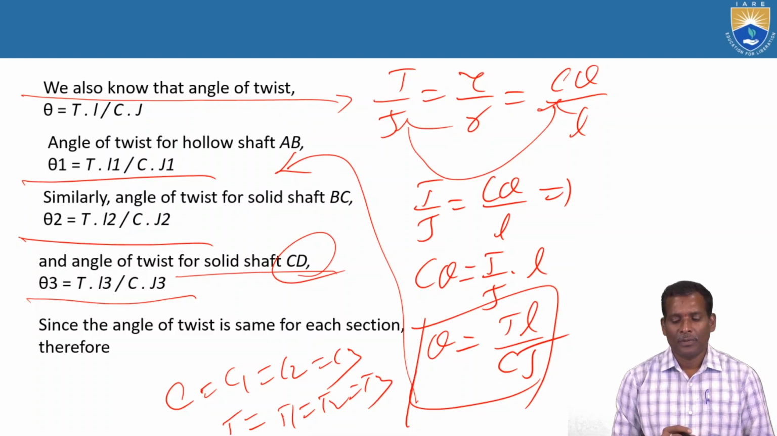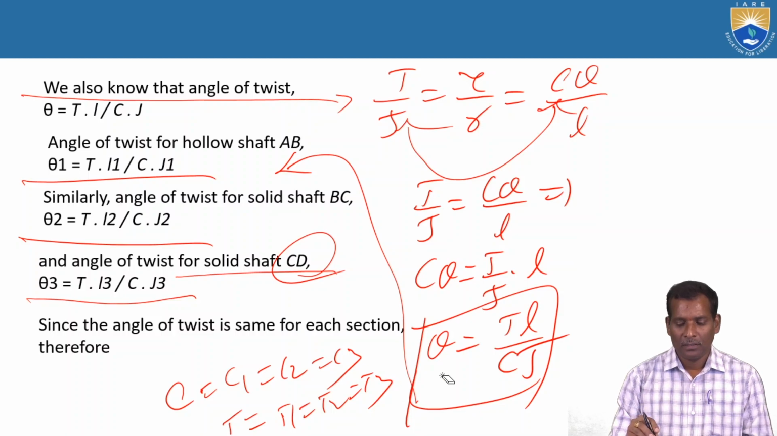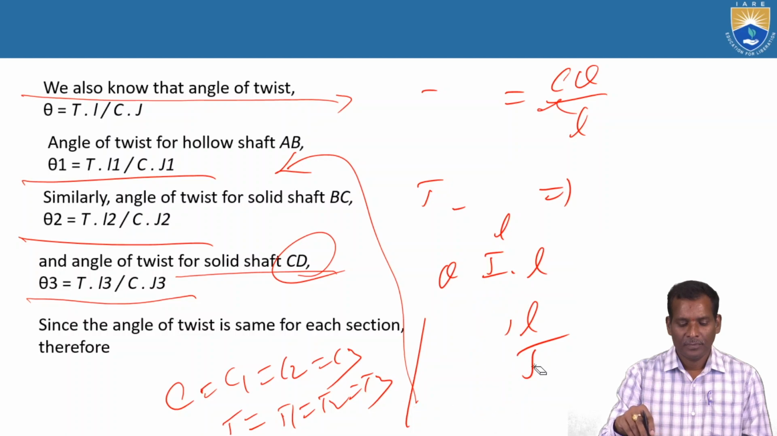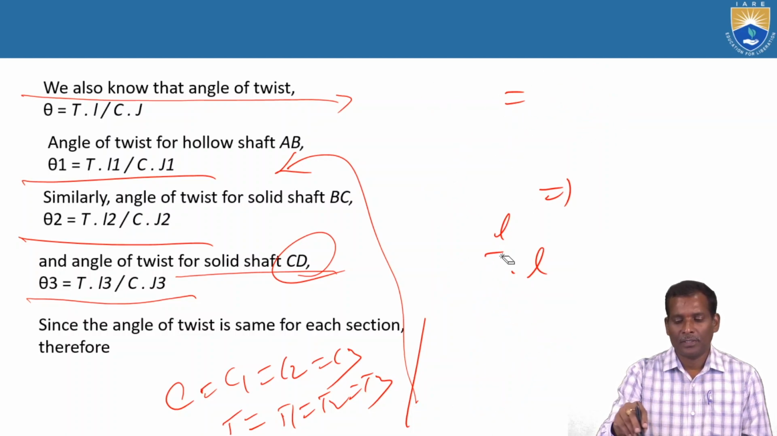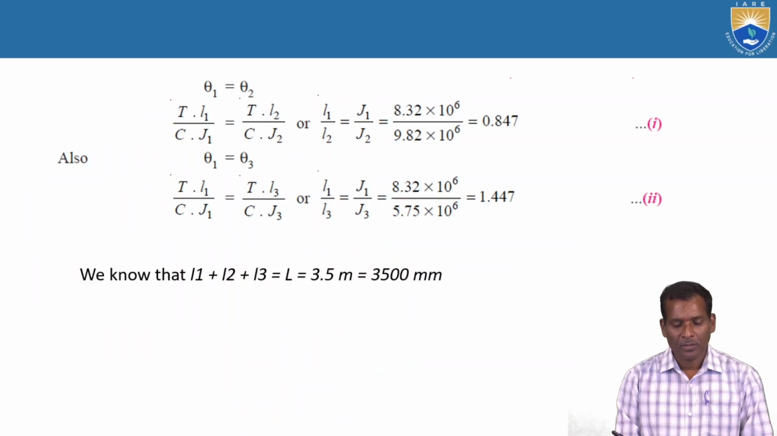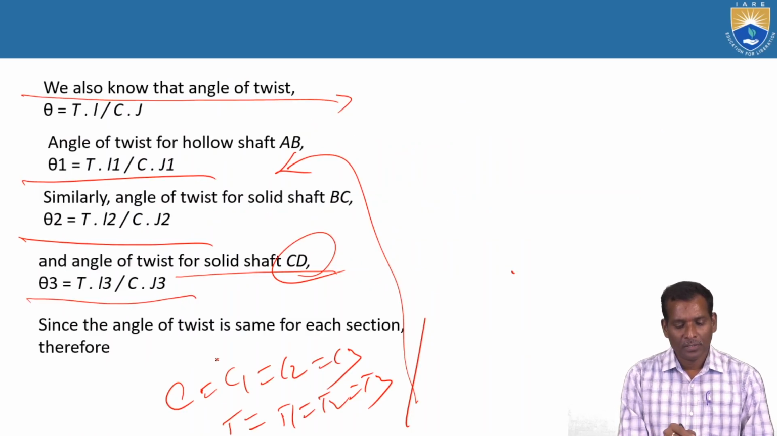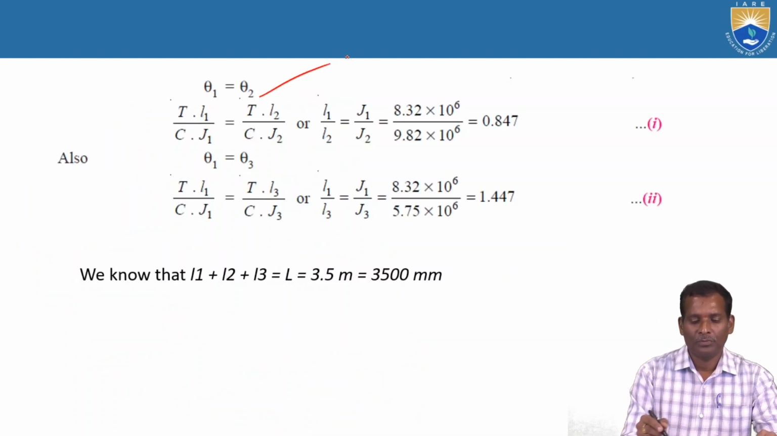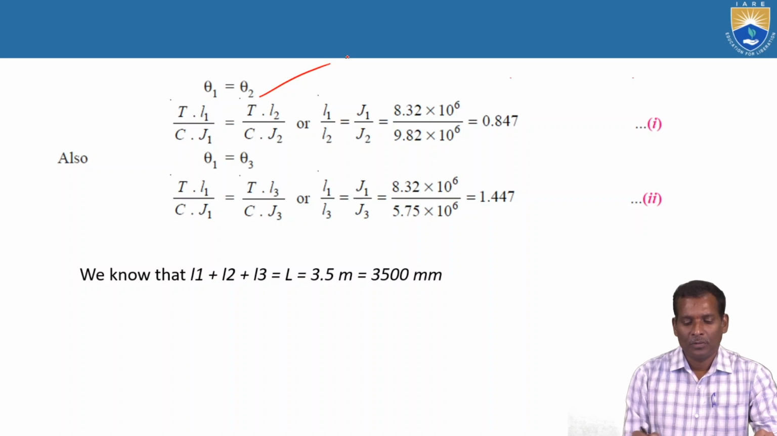So first write down the equations and then calculate the angular twist for the AB section, BC and CD. Now substitute. Since the angular twist is the same for each section, as the condition is given, theta 1 is equal to theta 2. Now equate them, and theta 1 is equal to theta 3.